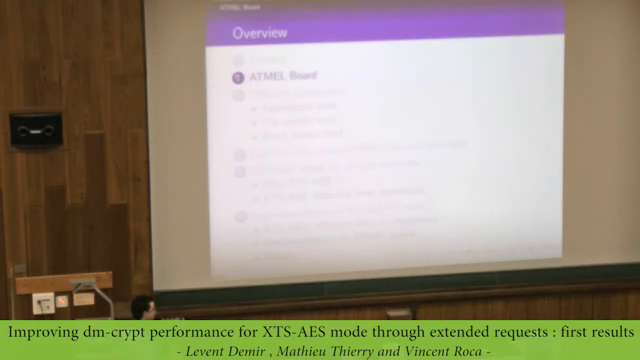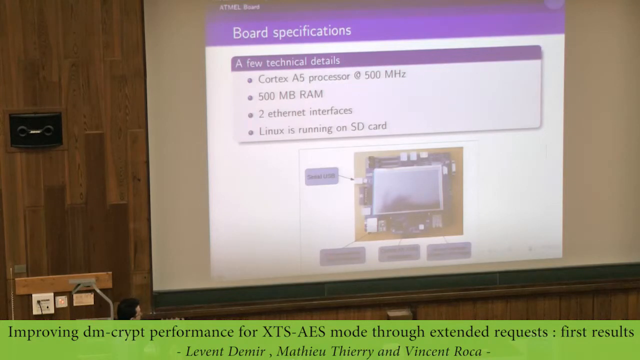So now we will see this famous module in the middle. This is, for example, an ATMEL board. You are not using the screen, but it is just to show how it is. We have two Ethernet interfaces, one going to the client, and one going to the cloud. About this board, it is a Cortex A5 ARM processor, and Linux is running on an SD card. So there is a global system, but in this presentation we will focus on encryption on this board, and we will forget the client and the cloud for now. For now, everything is done locally inside the SD card.